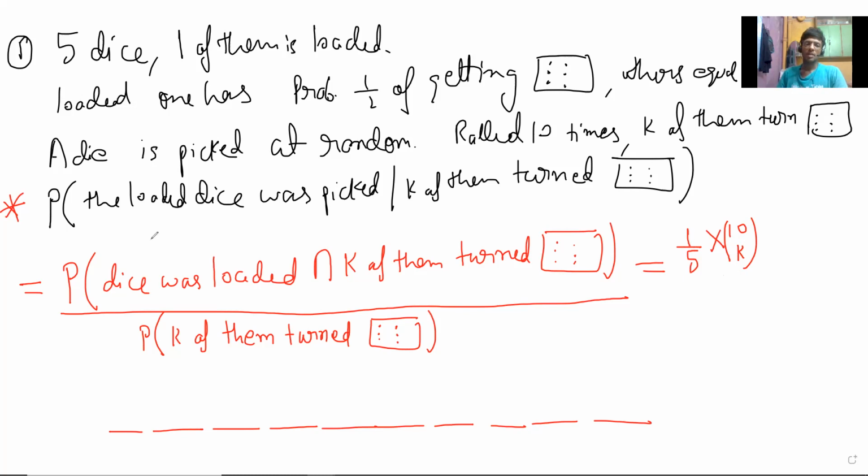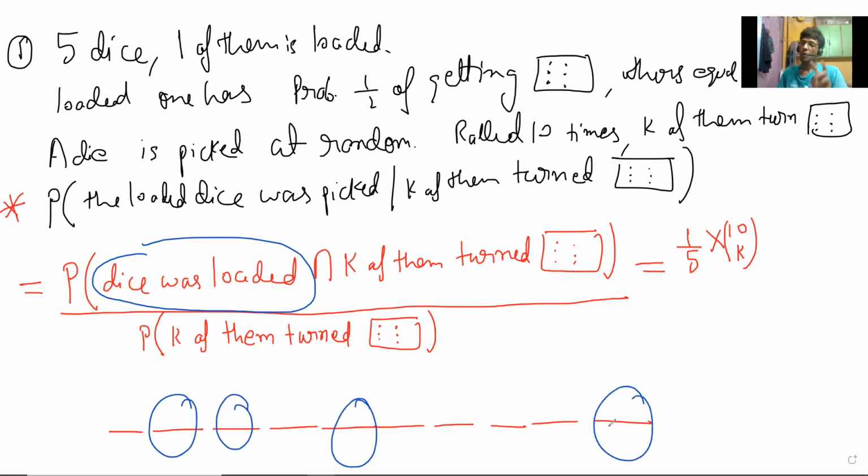So this 1/5 is the probability that the die was loaded. Okay, that's fine. Now you roll it 10 times. So 10 choose k, right? In k of those places we get 6, and in the rest of the places we don't care, we just see others. That's why it's just 10 choose k. Otherwise we'll have to take a lot of cases. So in each of those 10 choose k arrangements, in each of those k places, we want 6 to come. So that will be 1/2 to the power k.